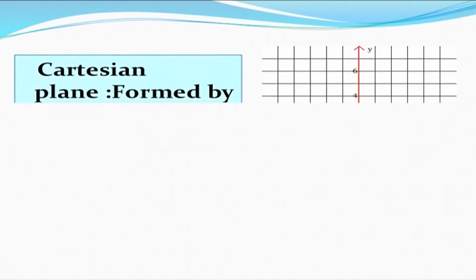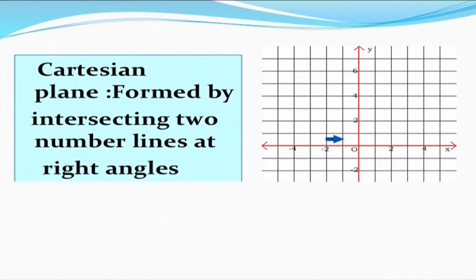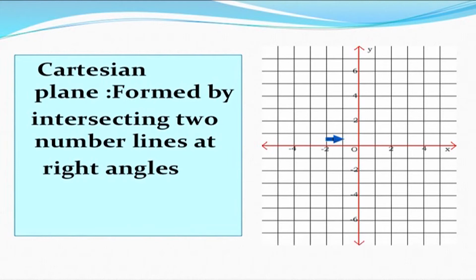Dear learners, now we shall discuss an important part of our curriculum, coordinate geometry. For coordinate geometry, we need to understand what we mean by a Cartesian plane. A Cartesian plane is formed by the intersection of two number lines at right angles, or say two perpendicular lines. One is horizontal, another one is vertical.